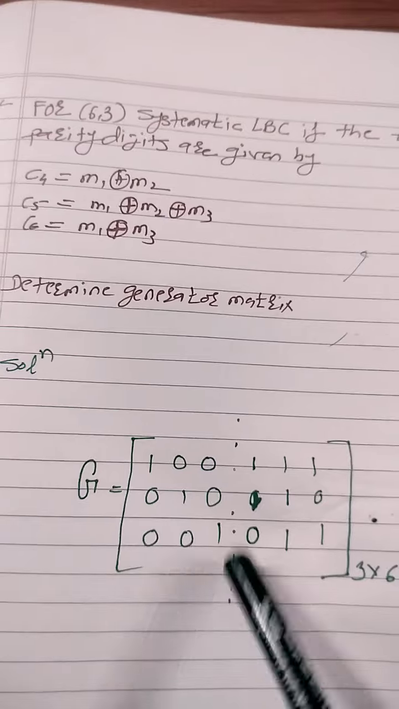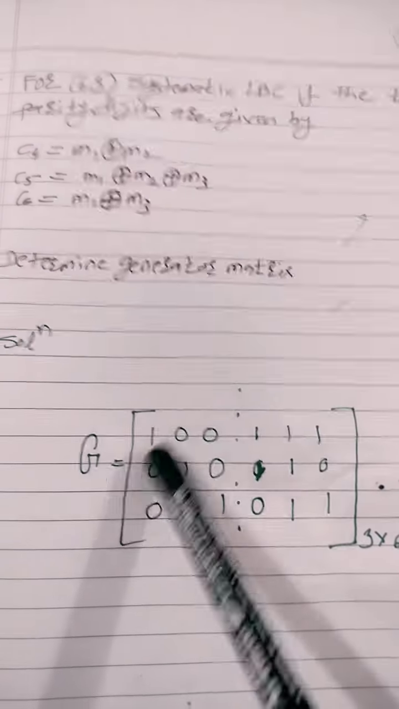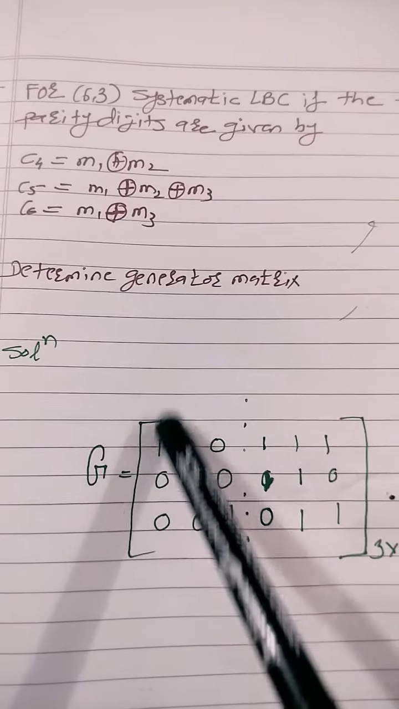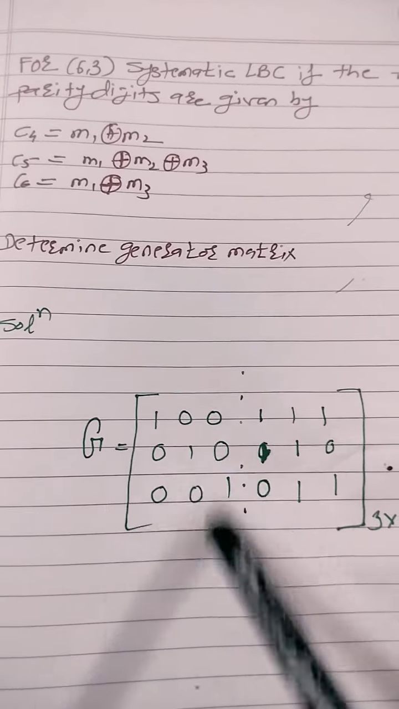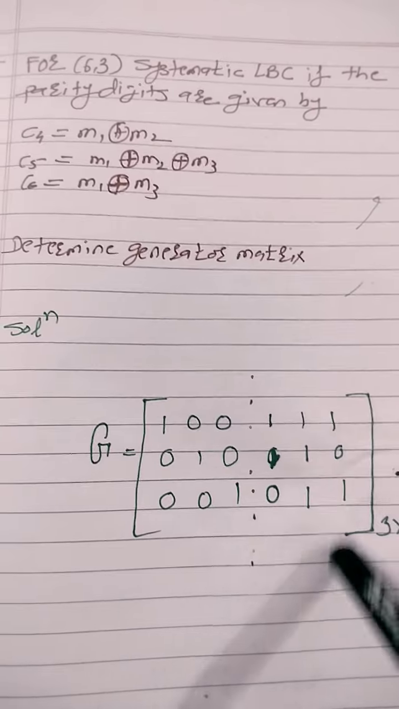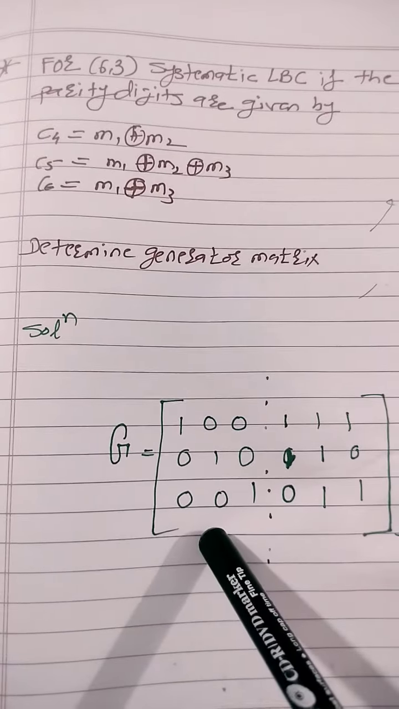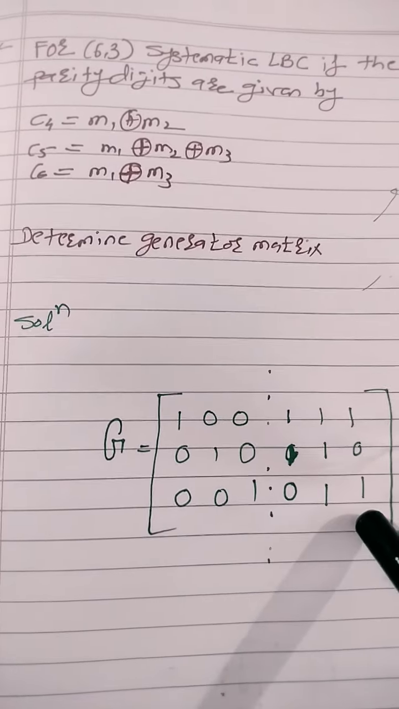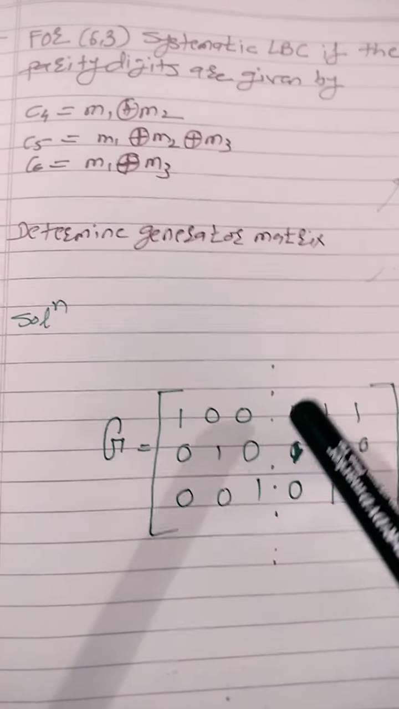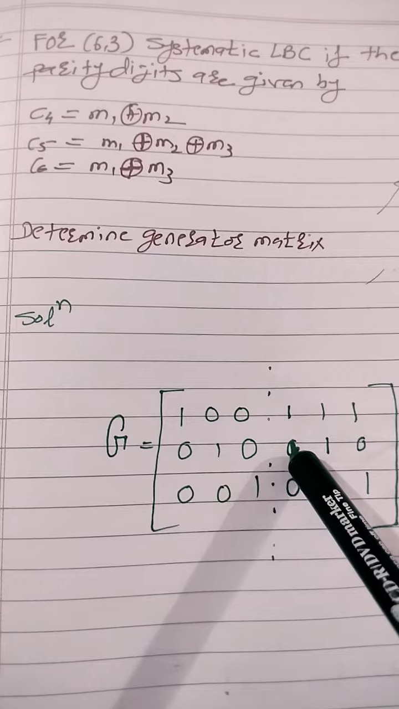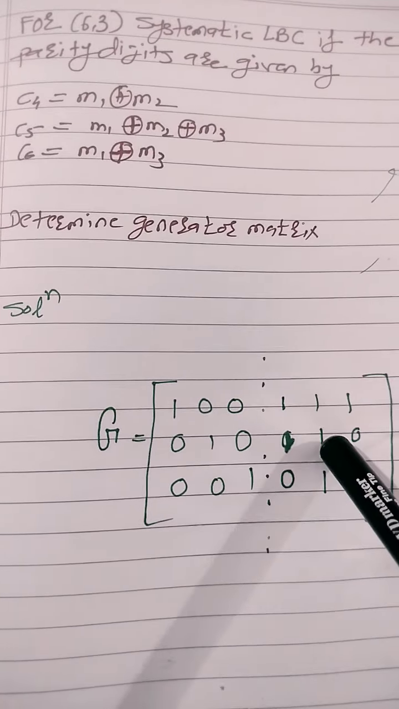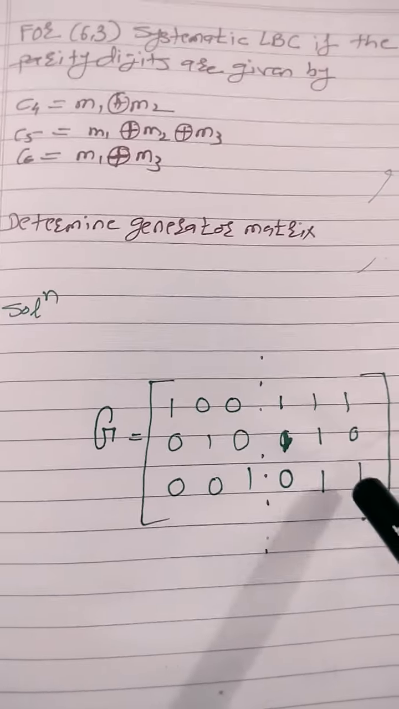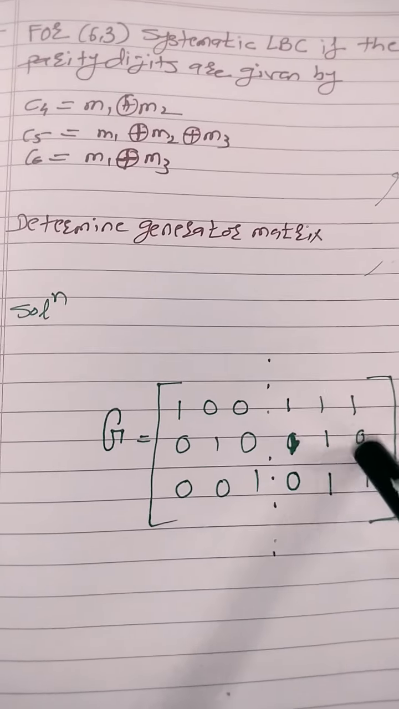Let us take this example. So this is a (6,3) generator matrix. First is an identity matrix. So this is C1, C2, C3, C4, C5, C6. Identity matrix of 3 by 3. First row corresponds to M1, then second M2, then third M3. So C4 is M1, M2, so 1, 1. C5 is M1, M2, M3, so 1, 1, 1. C6 is M1 and M3, so 1, 0, 1. M2 is not there, so 0.